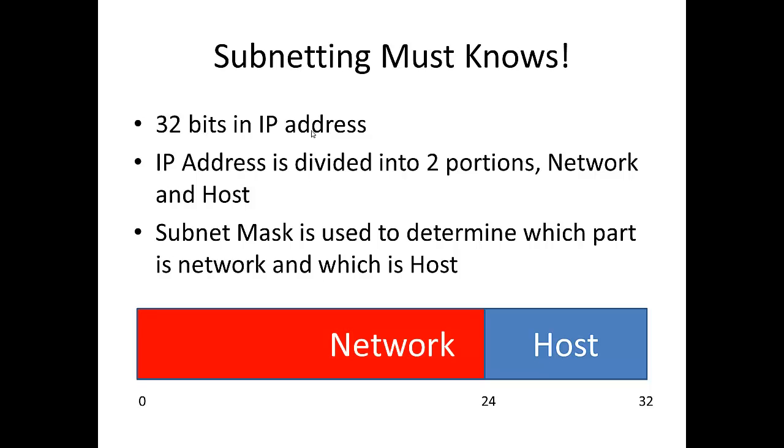IPv4 has 32 bits in the IP address field, and the IP address is divided into two portions, the network portion and the host portion, and I've shown these here in red and blue. The borderline can vary, and this is determined by the subnet mask, which determines which part is network and which part is host. The network is a bit like your area code for a telephone exchange, where the host is your actual individual phone number. So think of it a little bit like that.